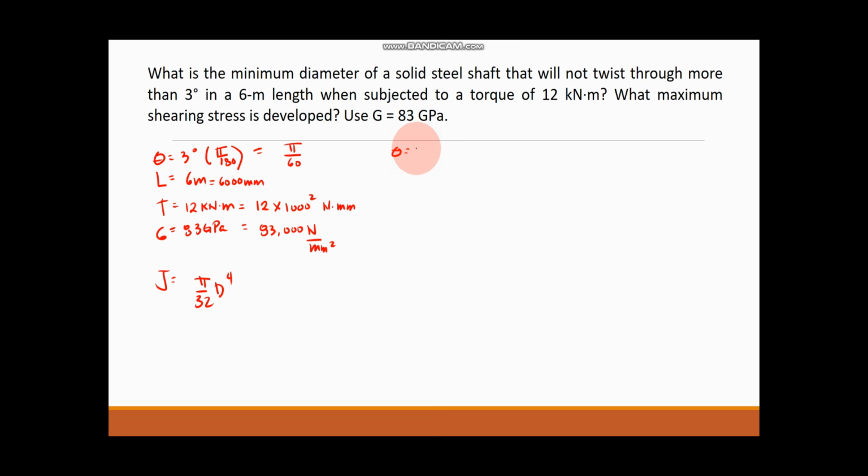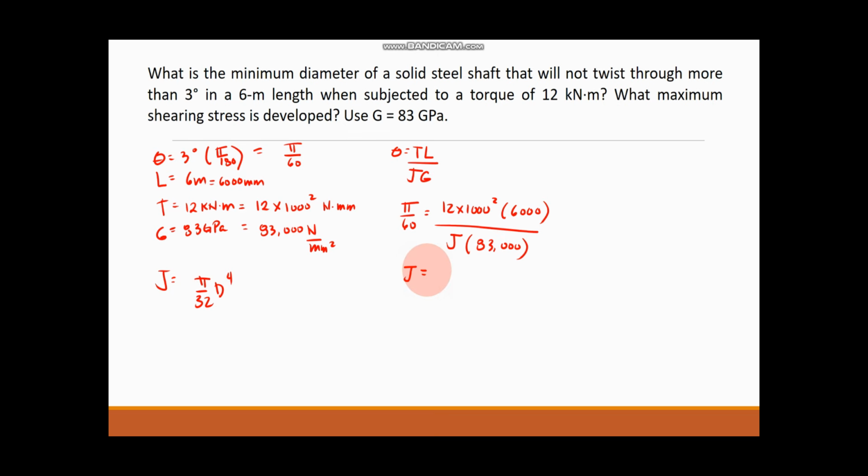So, the angle of twist is equal to the torque multiplied by the length all over the polar moment of inertia multiplied by the shear modulus. So, substitute lang natin yung mga given. So, pi all over 60 is equal to the torque, which is 12 times 1,000 squared. The length is 6,000 millimeters. Polar moment of inertia. So, let us ilagay muna natin as polar moment of inertia and then multiplied by 83,000.